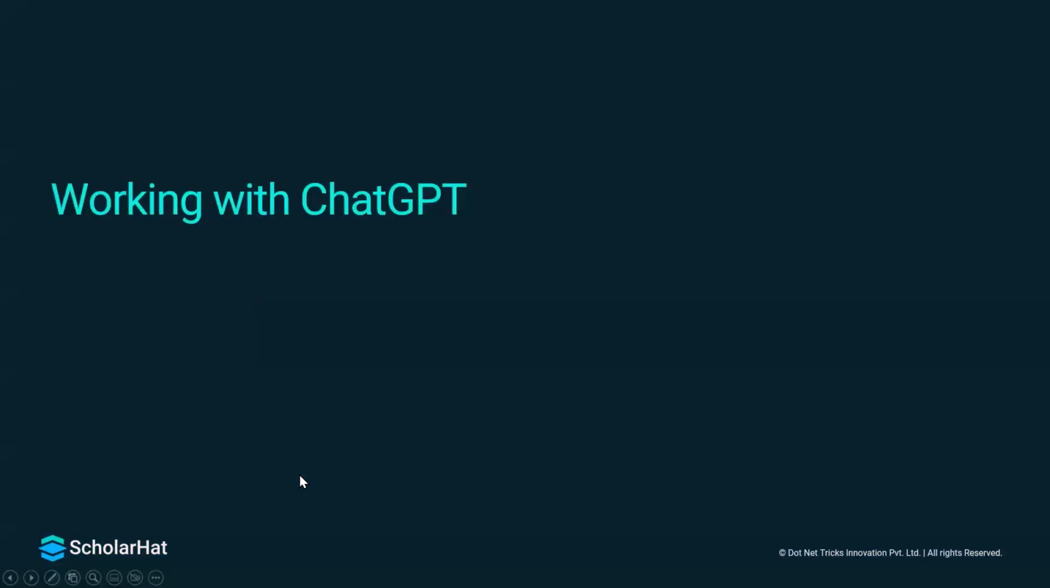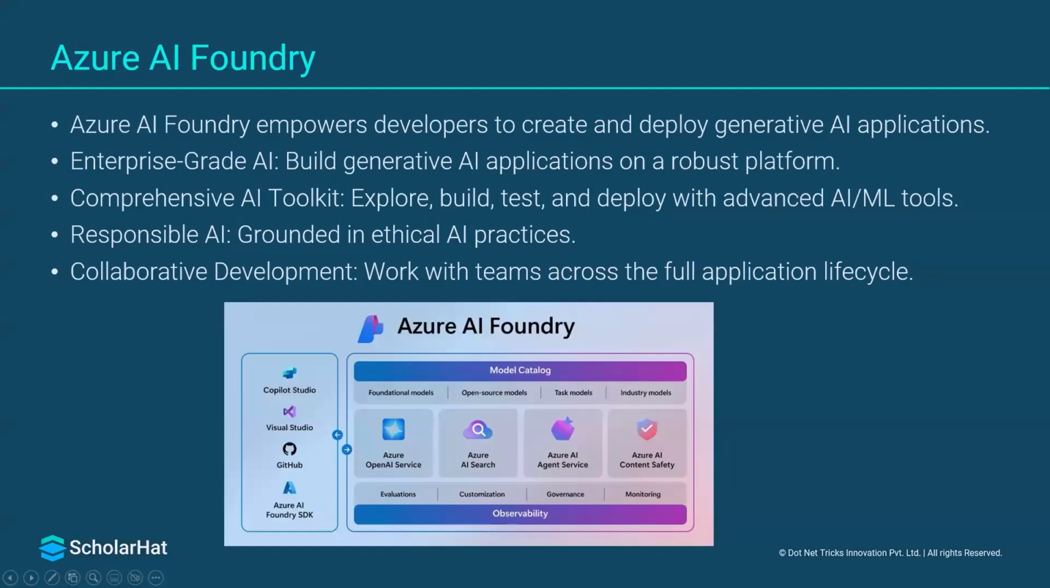Of course, we can create the agent anywhere, whether it's Google Cloud, Microsoft Azure, or AWS. ChatGPT, we worked with last time, so I'm not repeating it. Let's look at Azure AI Foundry. Azure AI Foundry empowers developers to create and deploy the generative AI applications that we need right now. If you're looking to build enterprise-grade applications for big tech companies, Azure AI Foundry will help us.